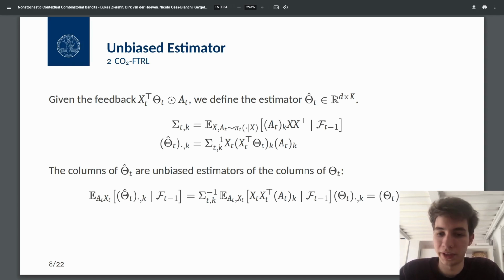Then we know matrix multiplication is linear, so we can pull the expectation inside. And we already recognize that the expectation of A_t X_t transposed is going to be the same thing as capital Sigma t. And this is also the case because our context distribution is stationary and does not change. And then we used pi t in the definition of capital Sigma tk. And then these cancel, and we are just left with theta t in the kth row.